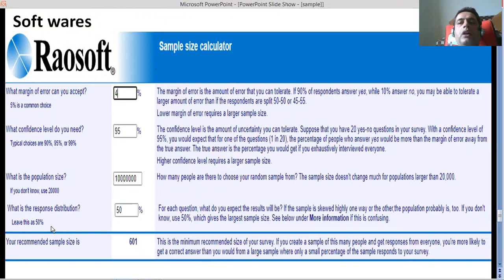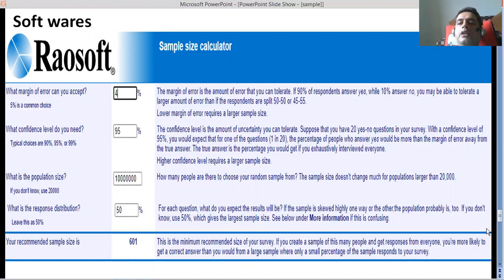But looking at your study design, the samples that you need, the prevalence of your study, and the precision that you need, you can adjust these conditions, as I told you, in different steps, and the software will calculate the sample size automatically for you. For instance, in this example, with a 4% margin of error, 95% confidence interval, 10 million population, and 50% proportion, the sample size that it has calculated is 601.